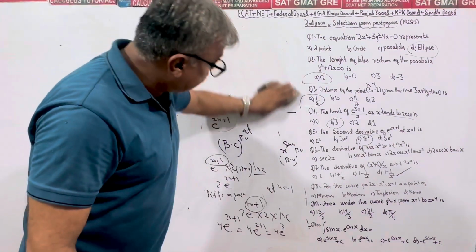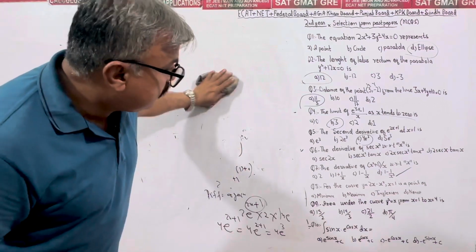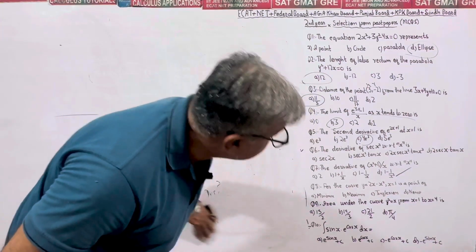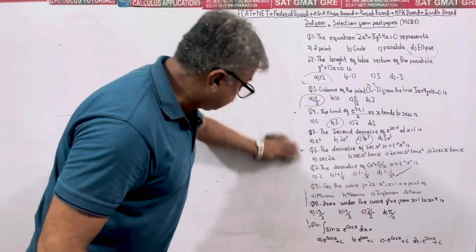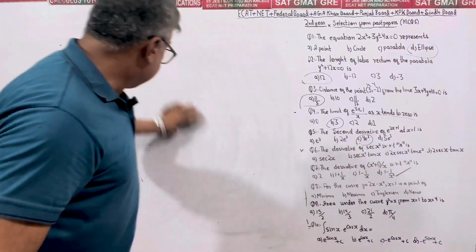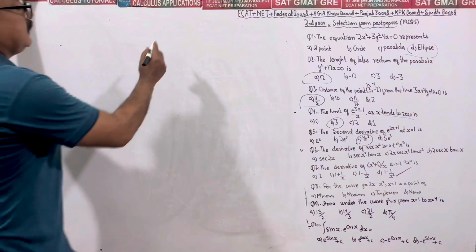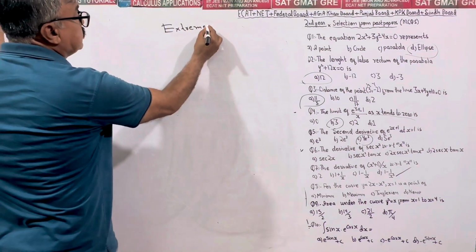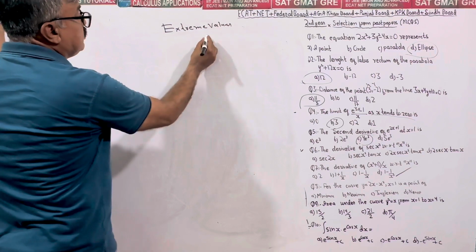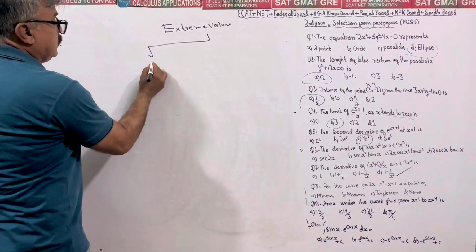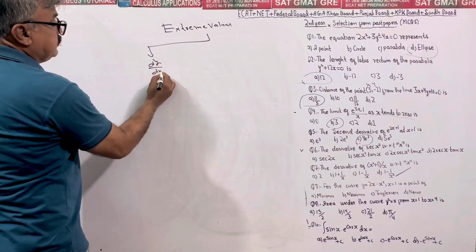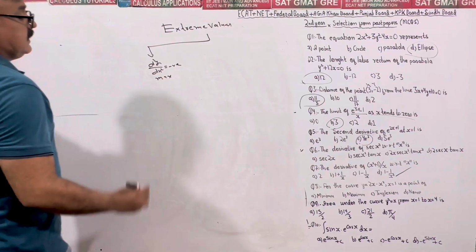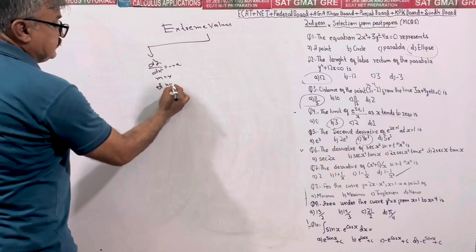Now we are asked to find max or min value. The curve is minimum or maximum, we have to sort it out. Max and min are collectively called extreme values. Look, if the double derivative is negative, it means max at the given x.